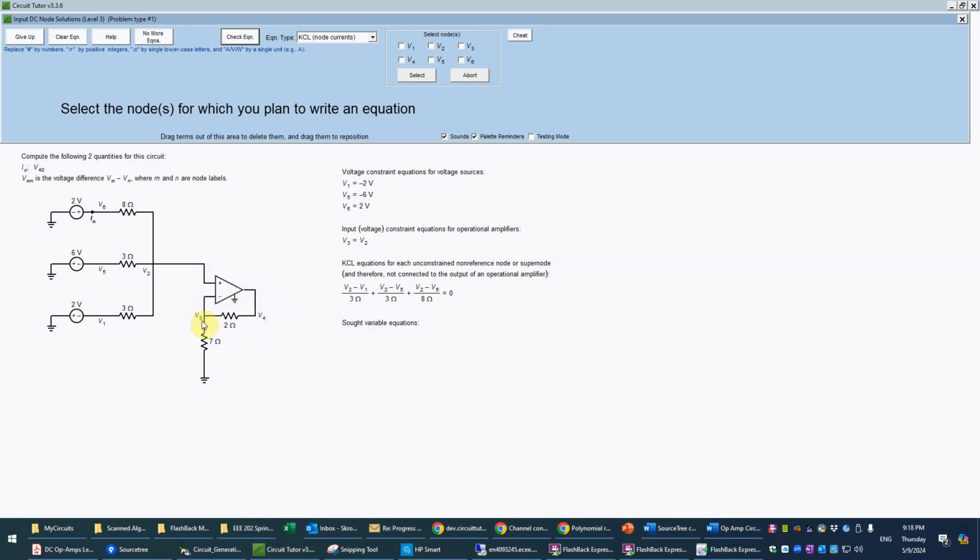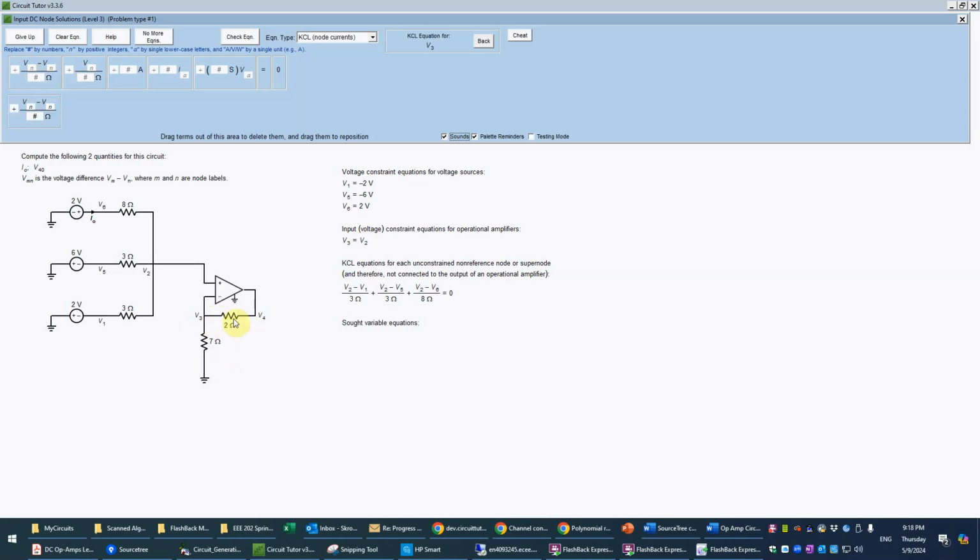However, if we go to node 3, the last remaining node, we can do it there because, again, the current through the negative input, hopefully you remember by now, is 0. There is no current there. So these currents only involve resistors, so that we can write. So we'll select node 3. One of them is going to be a difference of node voltages through the 2 ohm, and then this one is going to ground. So we just have one node voltage divided by resistance, and that's equal to 0. So these are just Ohm's law type of terms.